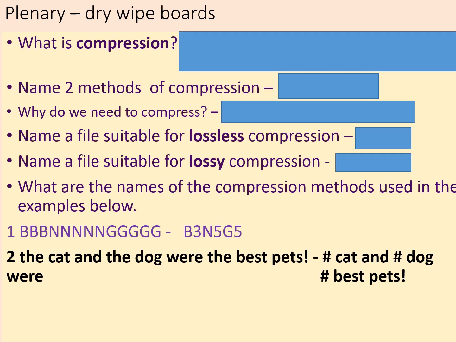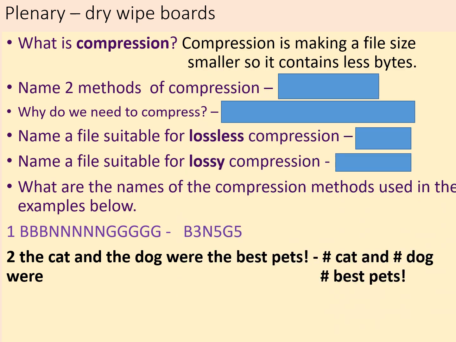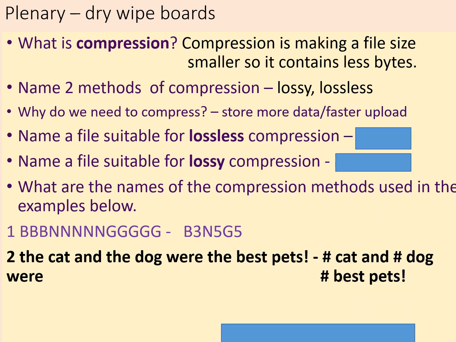Right, so if you want to have a quick pause, have a look at these questions. I'll reveal the answers, so you can pause the video, press play, and we'll look at the answers. So what is compression? Making a file size smaller so it contains fewer bytes or less information. Name two methods of compression. We've got lossy and lossless. Why do we need to compress? We can store more data, or we can upload or download faster.